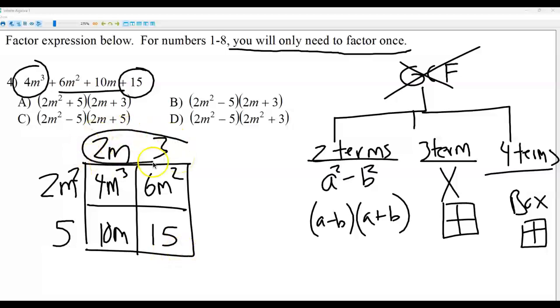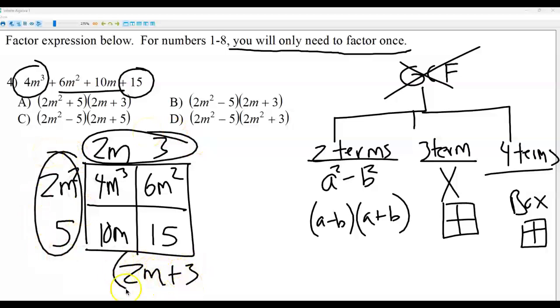So in any event, the four-termed polynomial is now factored into two polynomials that are binomials. We have a 2m plus 3 from the top and a 2m squared plus 5 from down the side there. Let's see which one of those it is. It looks like it would be option A. Notice the order is different than I wrote it here, but that doesn't matter. With multiplication, order doesn't really matter.